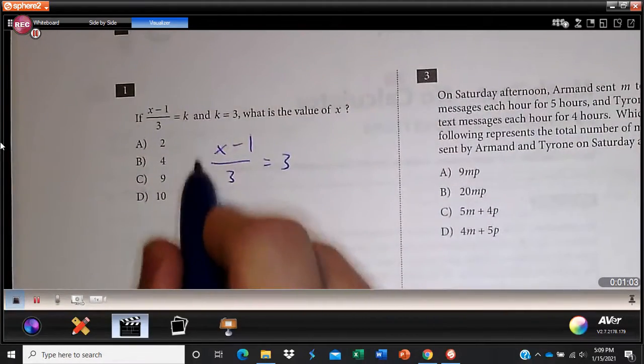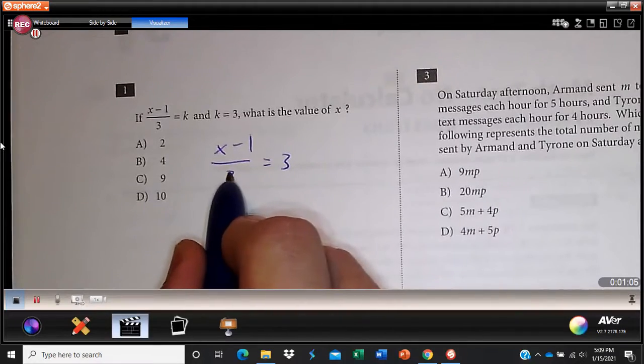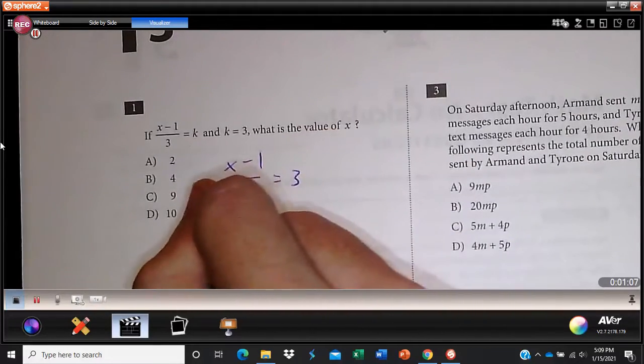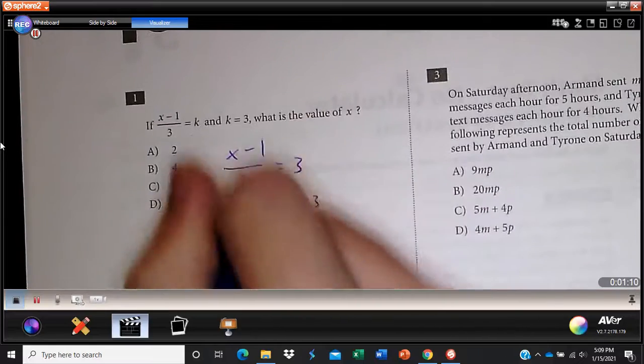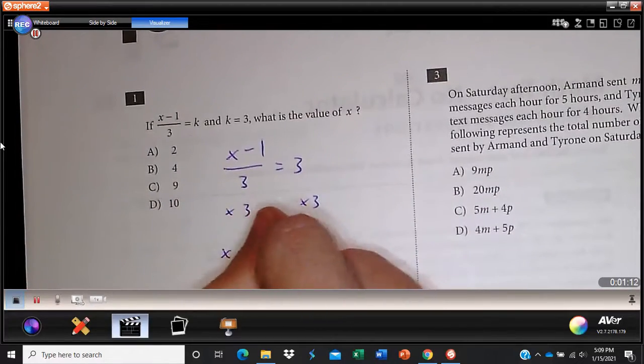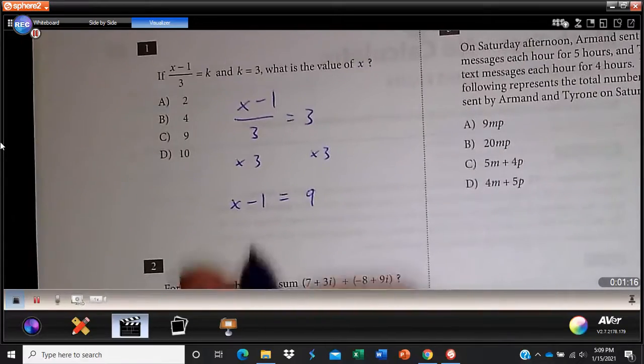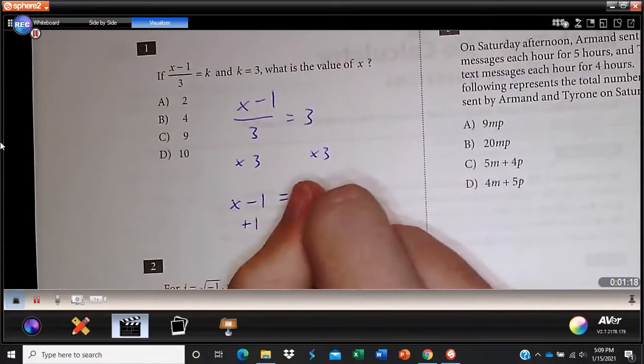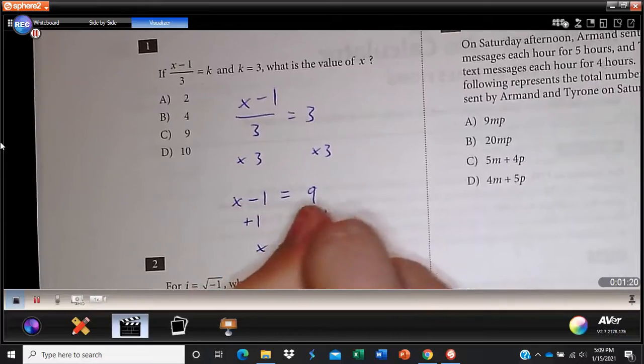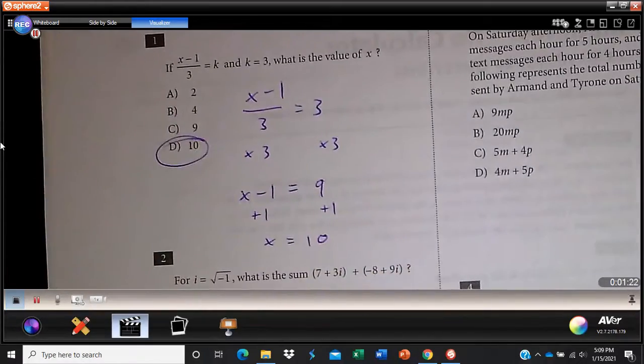So I need to isolate x. The first thing I'm going to do is multiply both sides by 3. And that will get me x minus 1 is equal to 3 times 3, which is 9. And now I have this, and if I add 1 to both sides, I'm going to get x is equal to 10, and that's D.